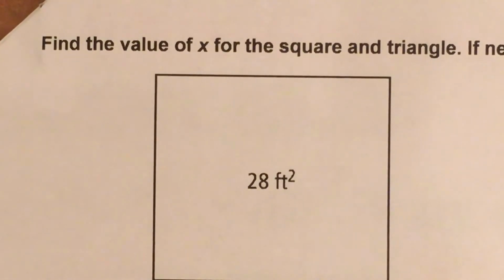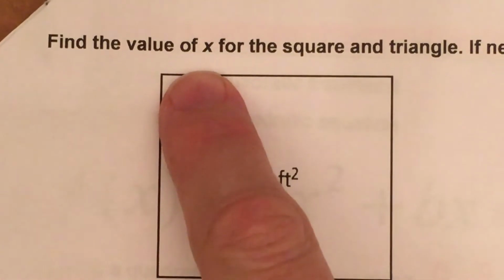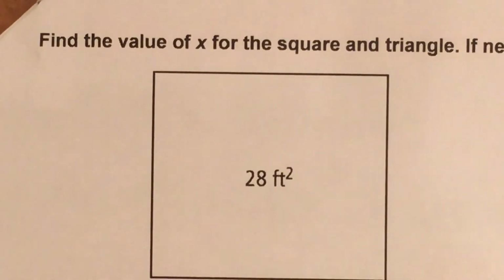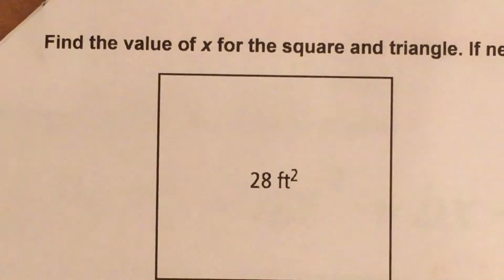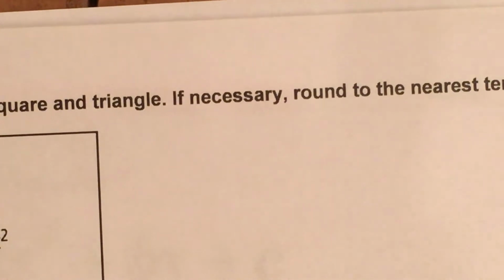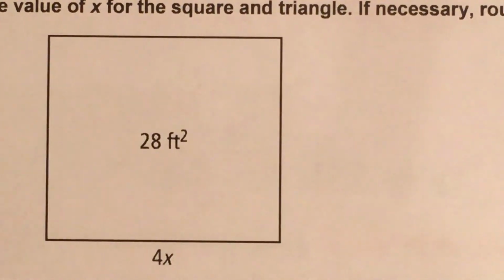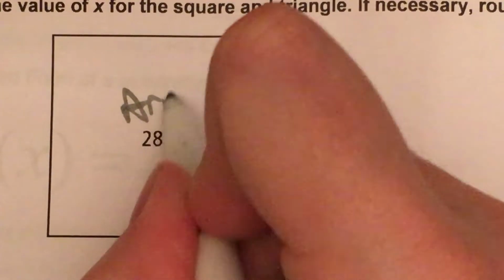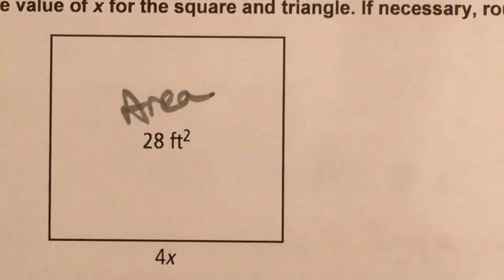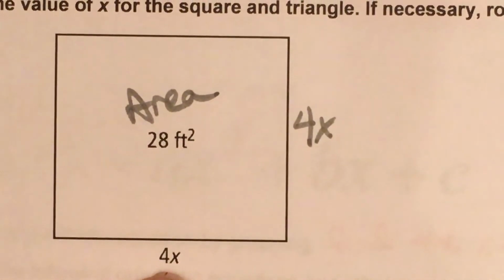All right, last problem for this packet. We need to find the value of x for the square. This is a square. And then, if necessary, round to the nearest tenth, if necessary. Okay. So being that this is a square, this is my area of 28 feet squared. So my side length is 4x, and this is 4x. Super.